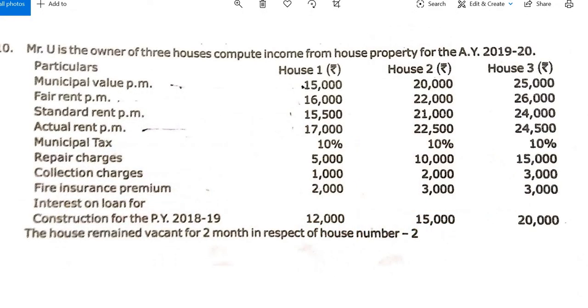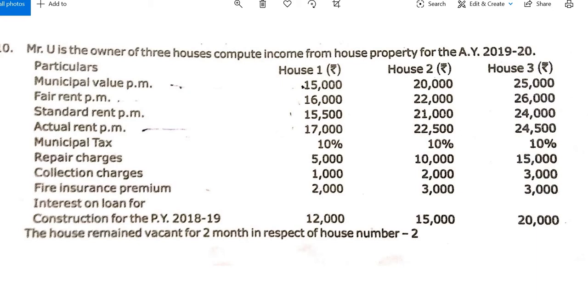Already I posted the question in your class group, so please all of you copy the question into your notes. First, I will read the question for you. We will analyze the question, then we'll move to the solution. See, in this question, it is given Mr. U is the owner of 3 houses. Compute income from house property for the assessment year 2019-20.